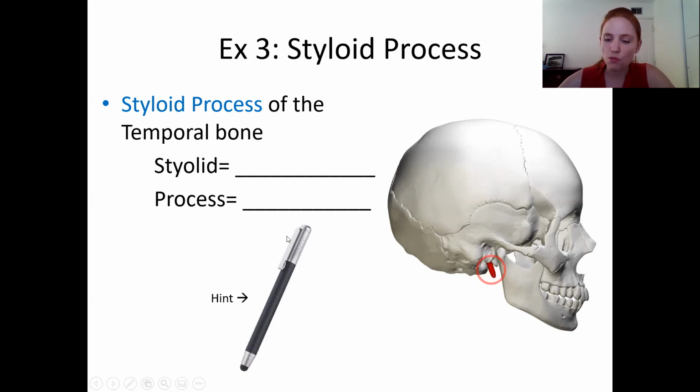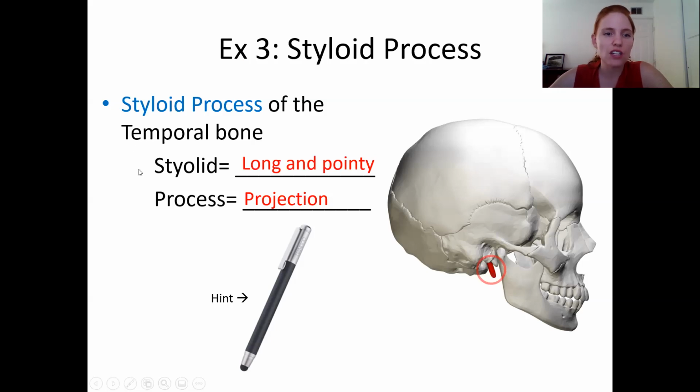And that is called a process. The process part of the name comes from the fact that it is a projection. Anytime you see the word process, it just means it's sticking out. For example, this is called the zygomatic process of the temporal bone. It sticks out. So what is a stylus? This right here is a stylus. It's long, it's pin-like, right? So it's called styloid process.